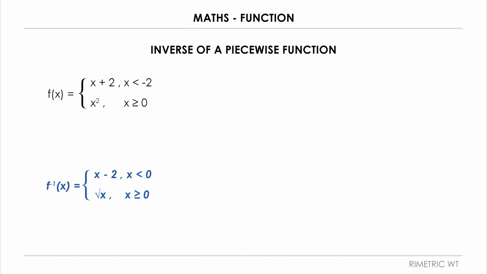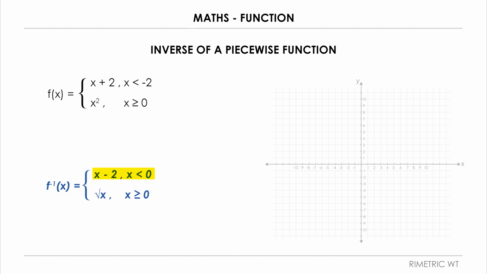Here, we can graph the inverse function as shown. The first piece is f inverse of x equals x minus 2 for x less than 0. This is a linear function, and it approaches the point (0, -2). Since x equals 0 is not included in this piece, we use an open circle at (0, -2), and the graph is plotted as shown. The second piece is f inverse of x equals square root of x for x greater than or equal to 0, which starts at the point (0, 0) and is plotted as shown. Therefore, the graph of the inverse function looks like this.